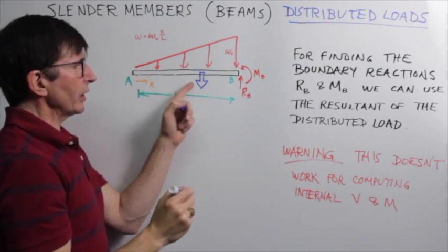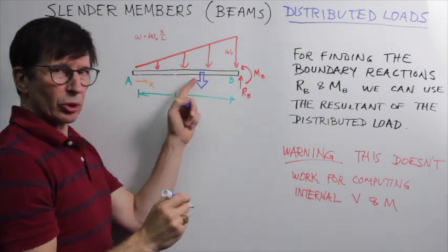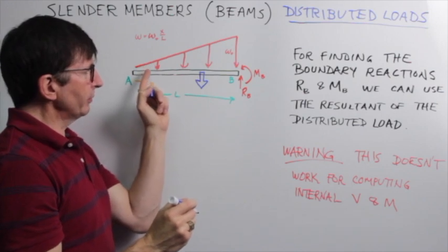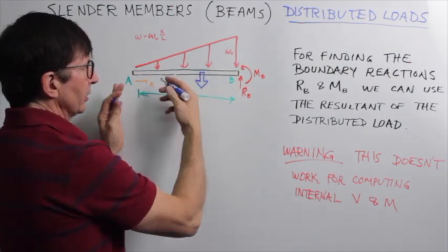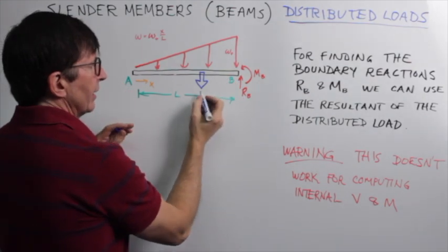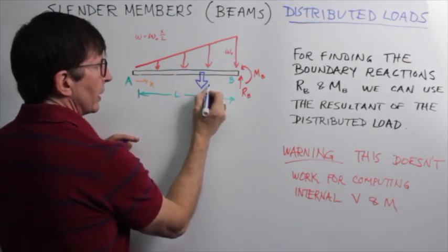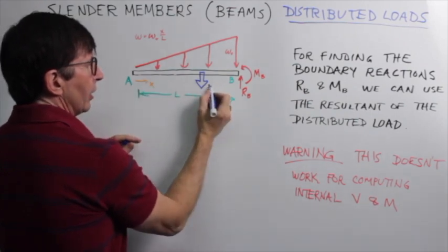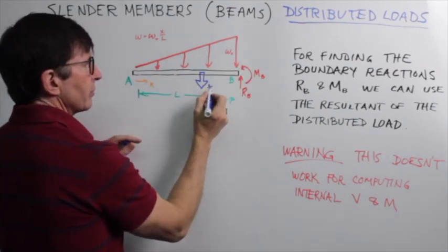And it's going to have a magnitude equal to the area of the distribution, which, as you remember, for a triangle is 1/2 the base times the height. So the magnitude of this loading is 1/2 of L times W naught.